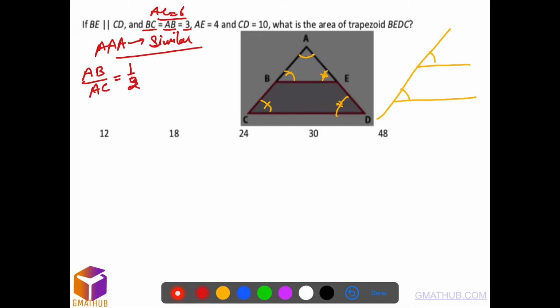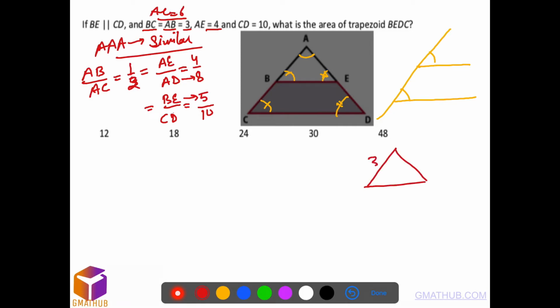Now all the ratios must be 1 by 2. The same will be there for AE upon AD. AE is 4, so AD must be 8. And same goes for BE upon CD. CD is given as 10, so BE must be 5. So we have two triangles, one is this 3, 4, 5, the smaller one, which is ABE, and the bigger one, which is ACD, which is 6, 8 and 10.